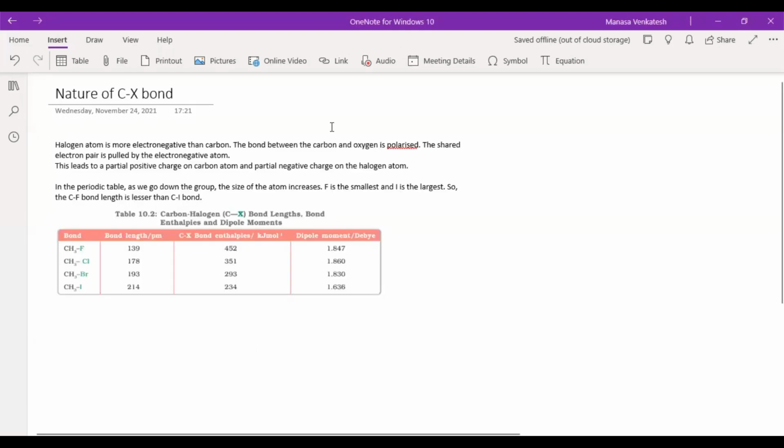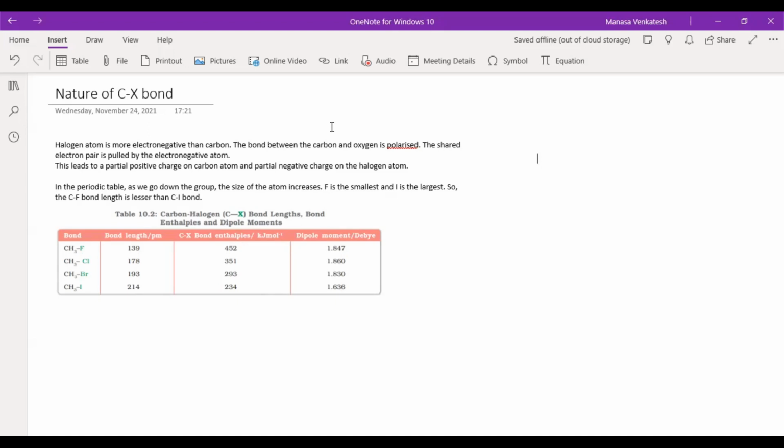Now, our halogen atoms are on the right side before the noble gases in our periodic table, which means their electronegativity is going to be extremely high. So halogen atoms are more electronegative than the carbon atom. And because of this electronegativity, the electrons of the bond formed between the carbon and the halogen atom are pulled more by the halogen than the carbon. And this gives rise to a partial positive charge on the carbon and a partial negative charge on the halogen.